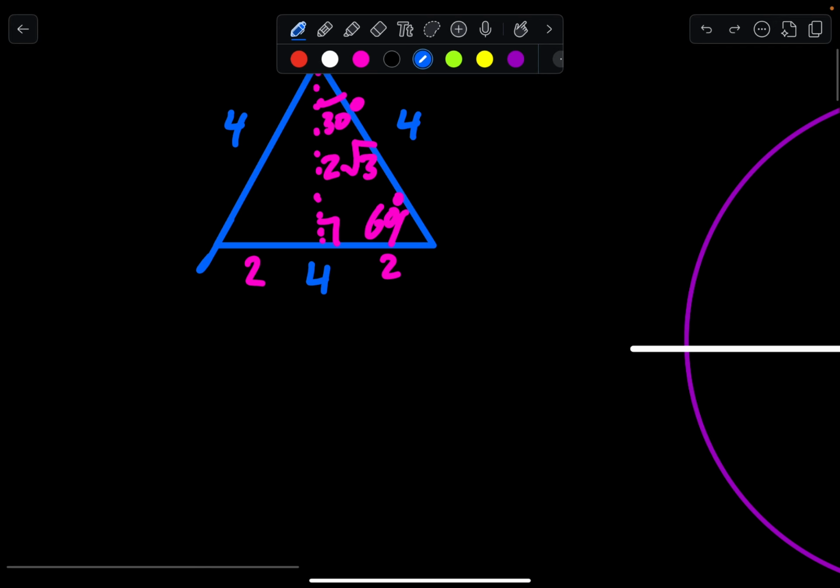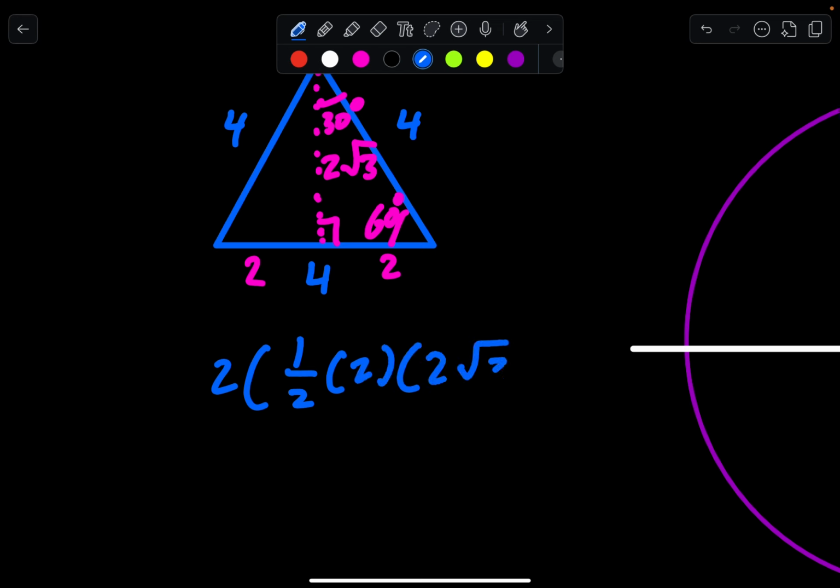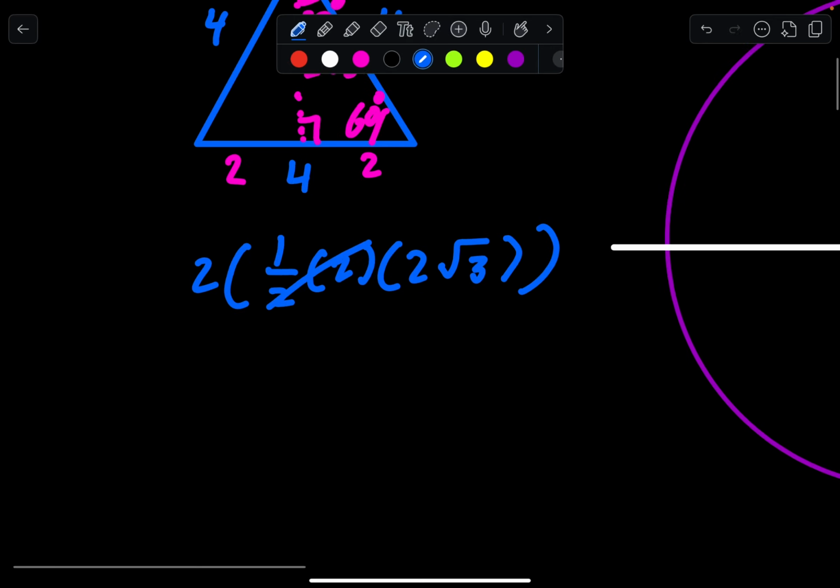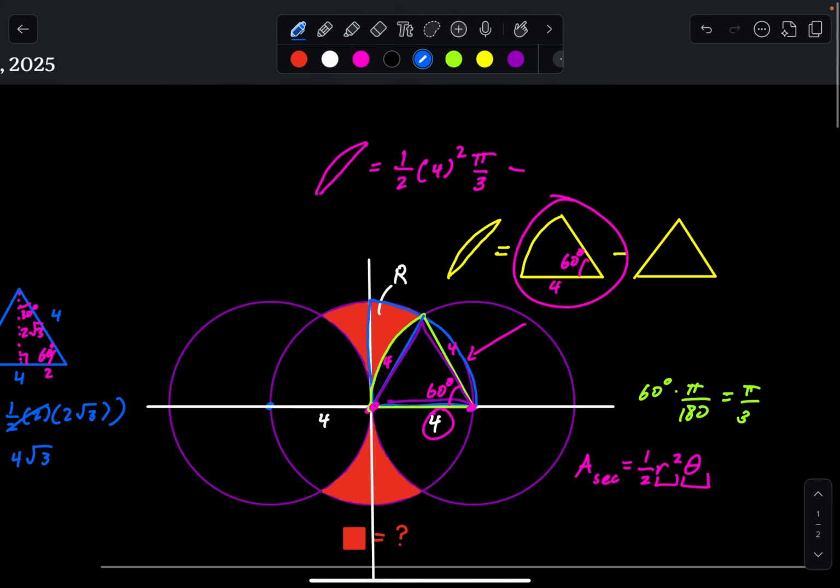We're going to have two halves, so this half and this half. We have 2 times 1/2 base times height, so 2, and then the height is 2√3. So area of triangle, 1/2 base times height, and then we have 2 triangles, so like that. These cancel, so the area of the triangle is 4√3, just like that. Now you can use that to find the area of the wedge.